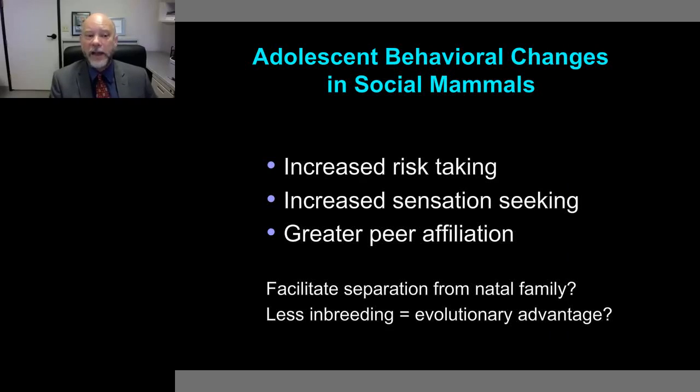Across all social mammals, adolescents have these three features: increased risk-taking, increased sensation-seeking, which at first sounds very similar, but they're subtly different, and a move away from parents toward peers. These, I think, are deeply, deeply rooted in our biology because they're not just humans. All social mammals exhibit these three behaviors.